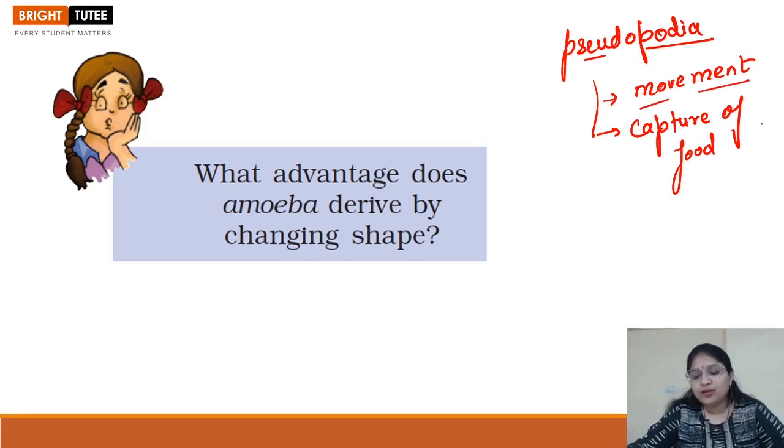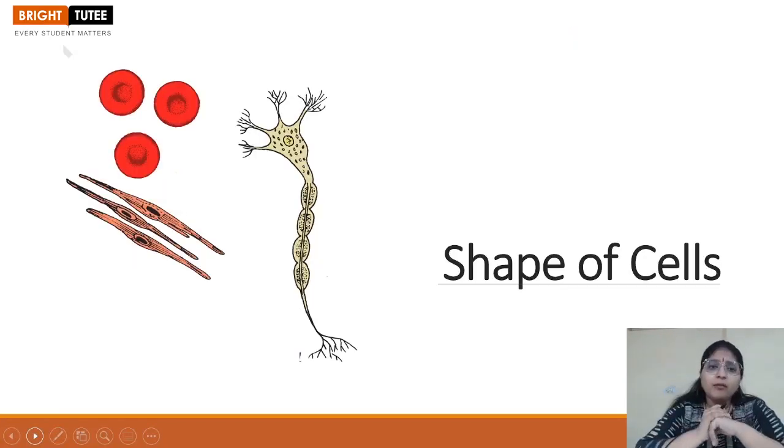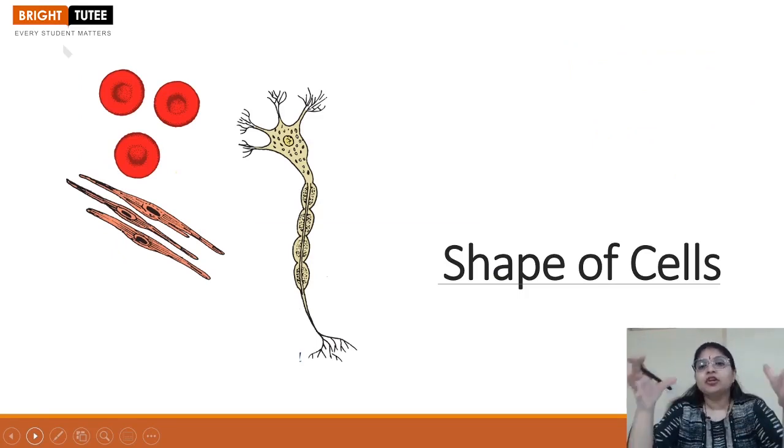And when both of these functions are finished, the pseudopodia of the amoeba disappear, right? So this is the advantage that amoeba derives by changing its shape. When we talk about the shape of cells in human beings, we have a definite shape and size. I have a particular body structure, you might have a particular body structure, but the cells that we have within our body are quite different from one another.